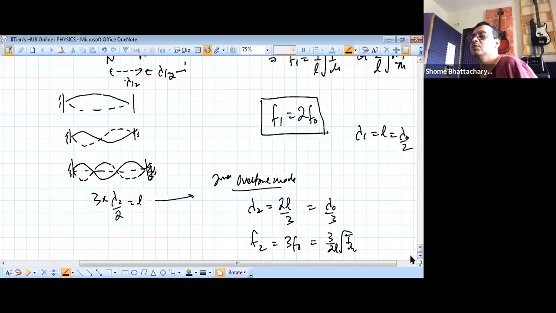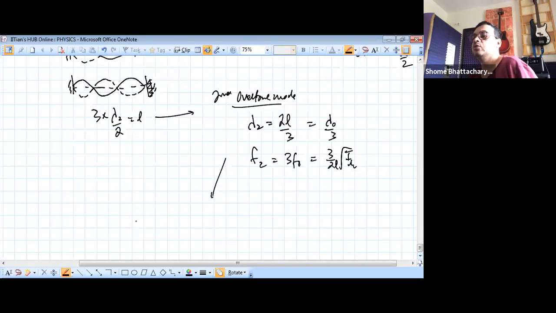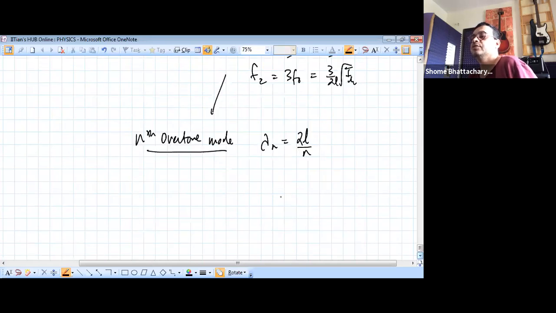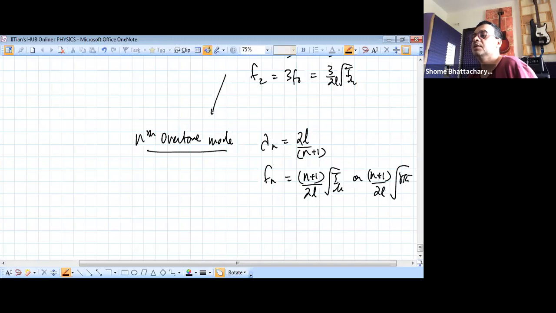T by mu. So the general formula you can see over here is that in the nth overtone mode, what will my lambda n be? It will be 2L divided by N plus 1. So the frequency of the nth overtone will become how much? It will become N plus 1 upon 2L square root T by mu, or N plus 1 upon 2L square root of gamma RT by M. So the general formula becomes that the frequency of the nth overtone is N plus 1 times the fundamental.